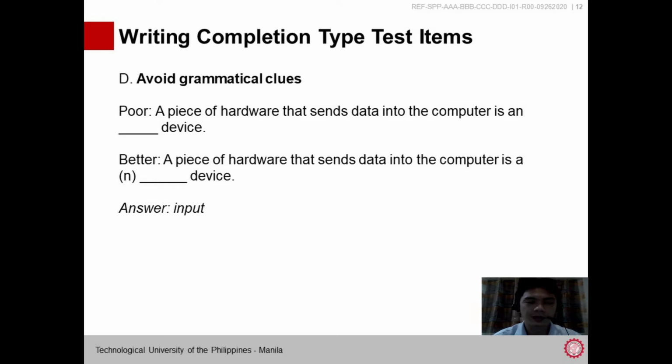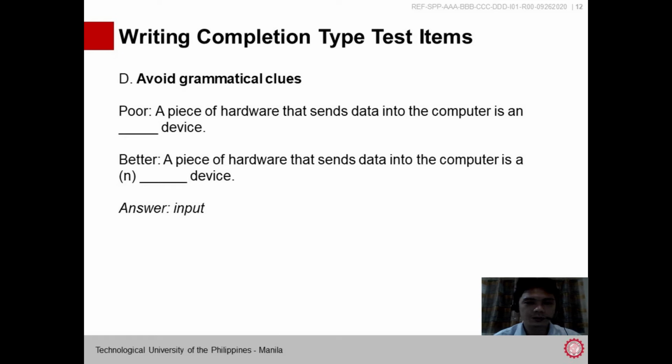Alam naman natin 'di ba na ang clue nandito na sa sense data, ibig sabihin ang sagot talaga ay input. Pero ikaw, tinulungan mo pa din yung student na ilagay ay input kasi because of the qualifier an which is wrong. So mas okay kung ganito siya. A piece of hardware that sends data into the computer is a, then nakaparenthesis yung n, blank device.